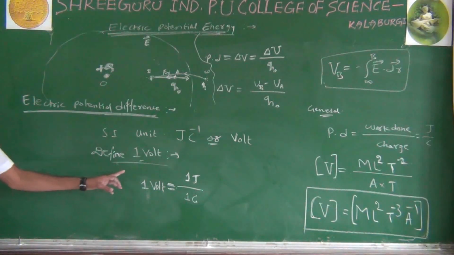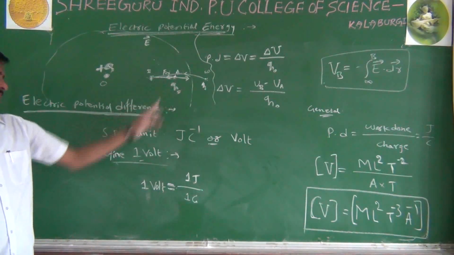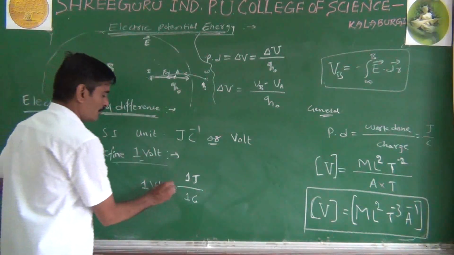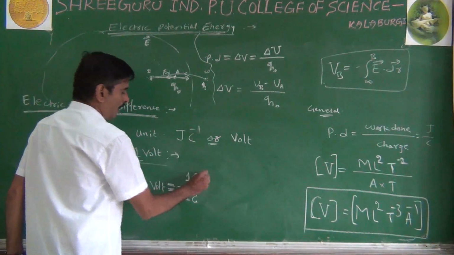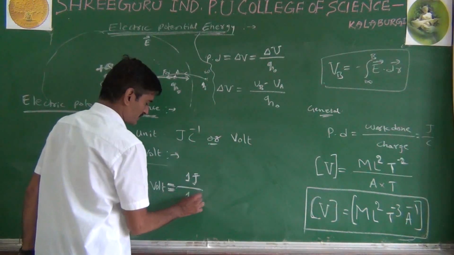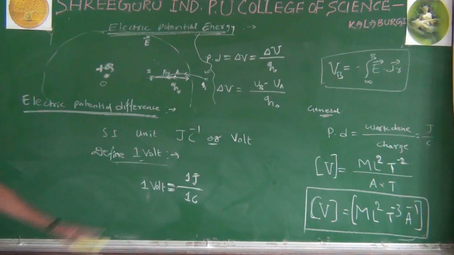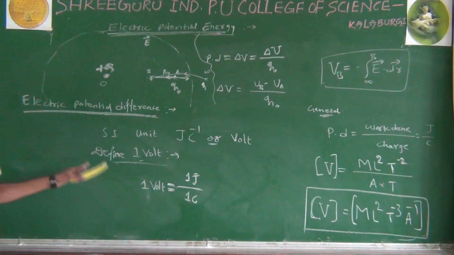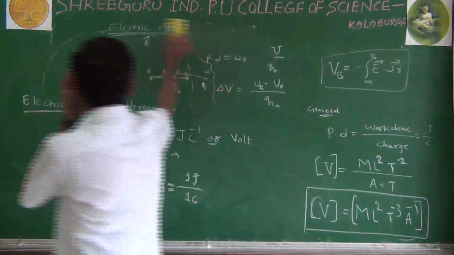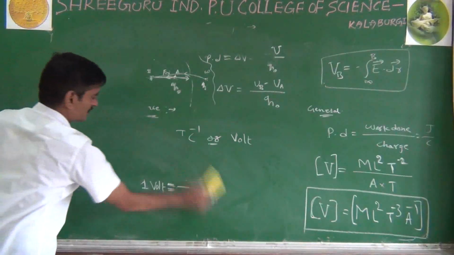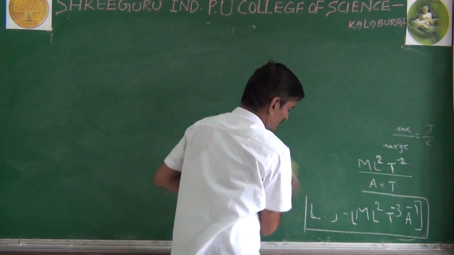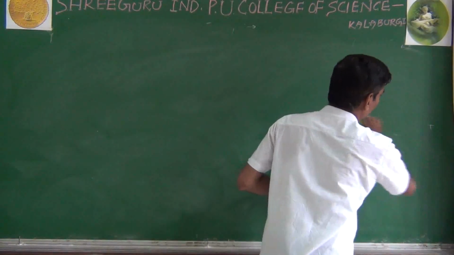The electric potential difference between the two points is said to be 1 volt if 1 joule of work is done in moving 1 coulomb of charge between the two points. So that is how we define 1 volt. Understood? Okay. So this is the understanding of the concept of potential energy, electric potential difference and electric potential.